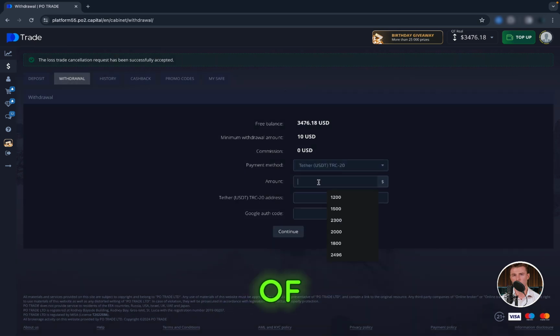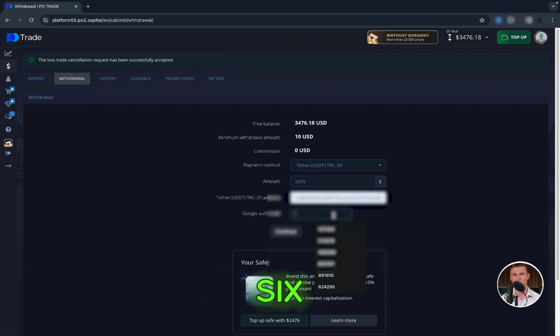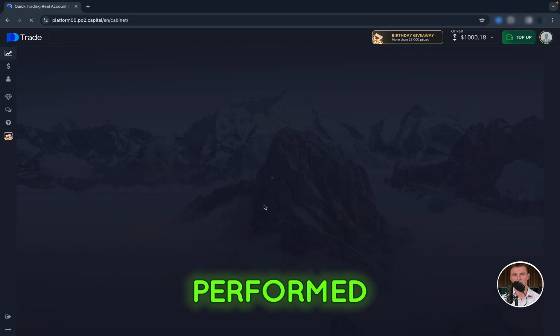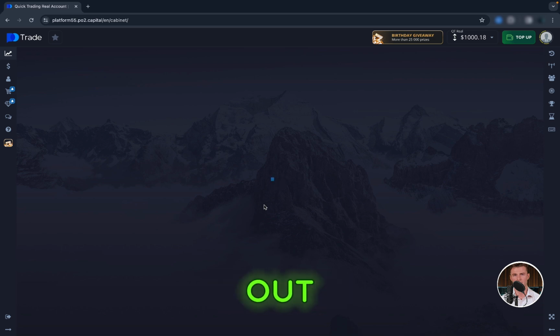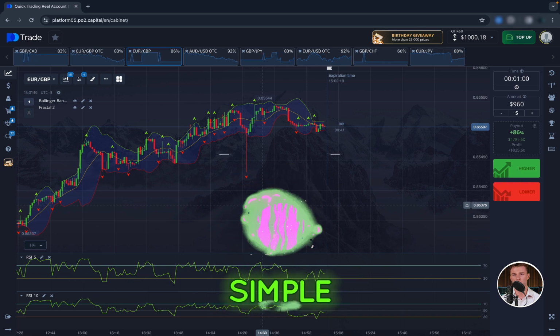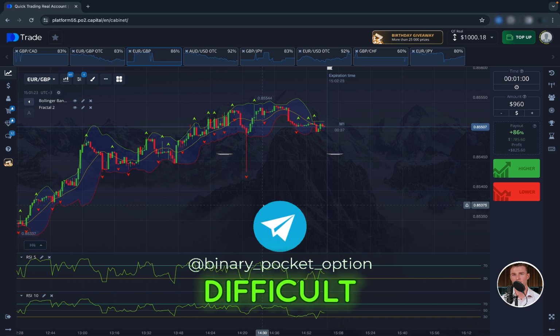The amount of today's profit will be $24.76. The withdrawal operation is being successfully performed. This is how trading turned out today using these indicators. In general, it was not difficult. I would even say very simple. The use of these indicators is also not a difficult task.